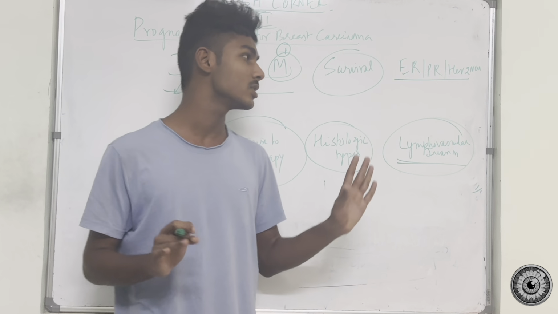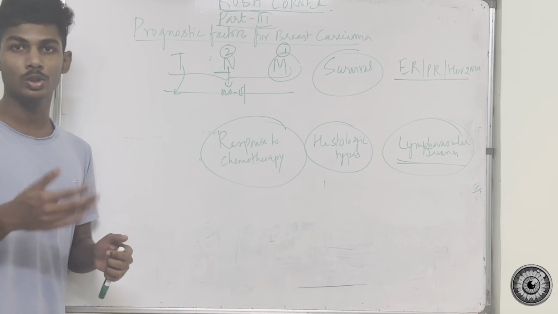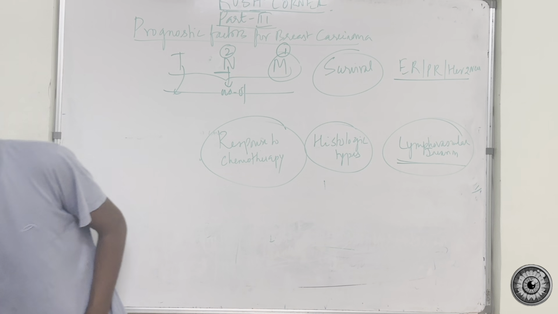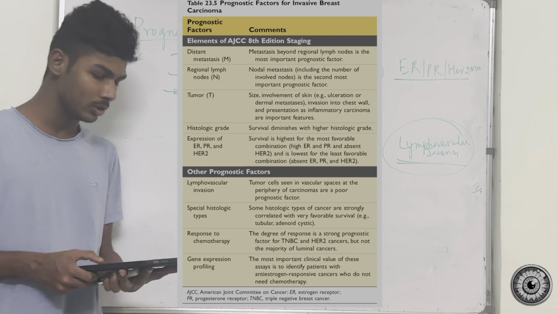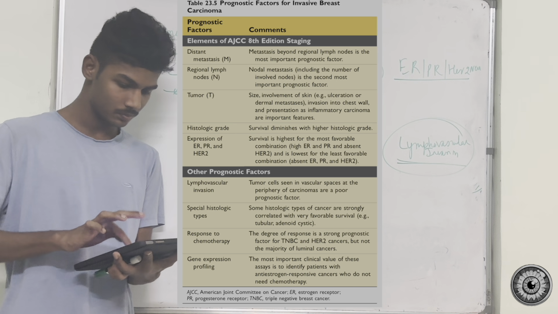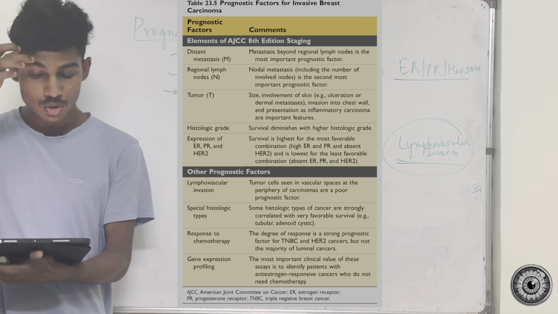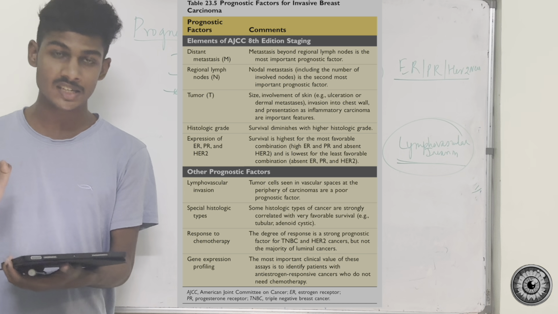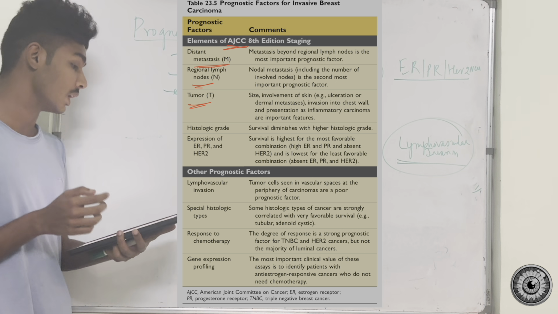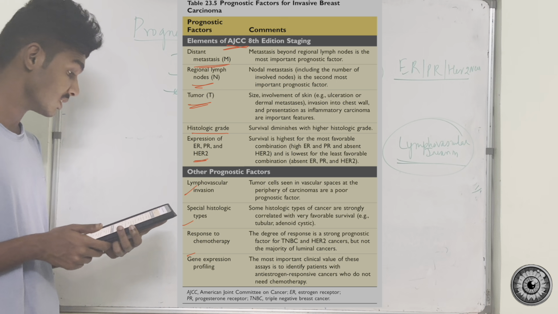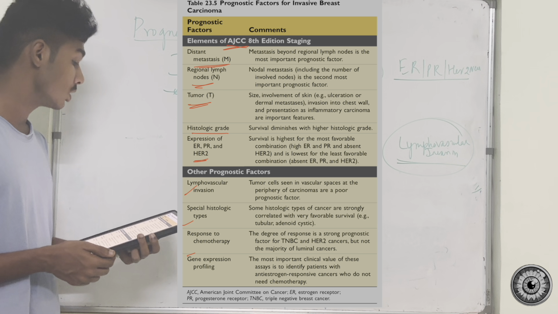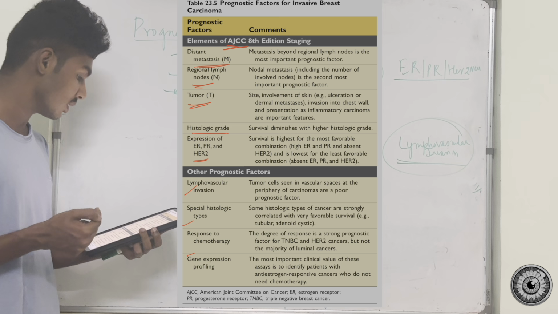Are you understanding this? Okay, now I'll show you the photo of Robbins. Can you see the Robbins? Yeah, can you see this here? Okay, so now you see they have written elements of AJCC 8th edition grading and staging, right? Distant metastasis, regional lymph nodes, tumor, histology grade.